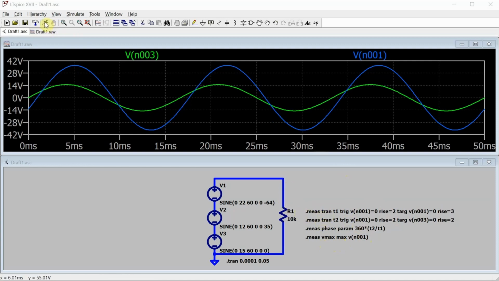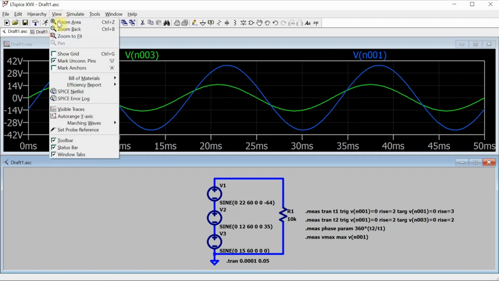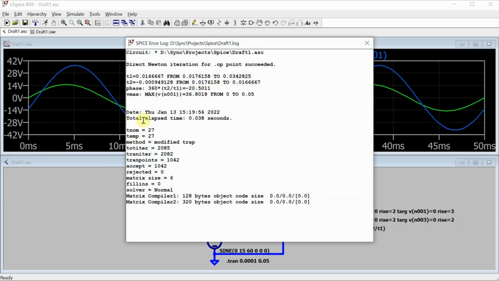So when I run the simulation, it's going to determine these measurements and print them out in the error log file. And the way that I view the log file is go into view here, come down to the SPICE error log, and here's the value for T1, here's the value for T2, here's my phase calculation, which is telling me the phase is negative 20.5011 degrees. And here's my Vmax calculation, which is telling me the max is 36.8018. And so putting this together, this is saying that the voltage across the load is 36.8018 volts with a phase angle of negative 20.5011 degrees.